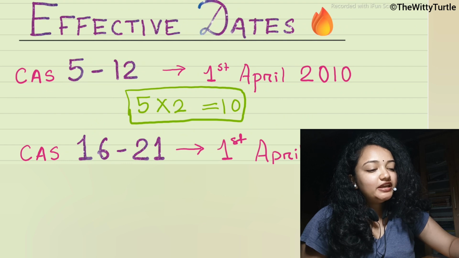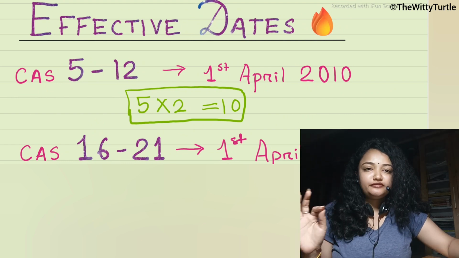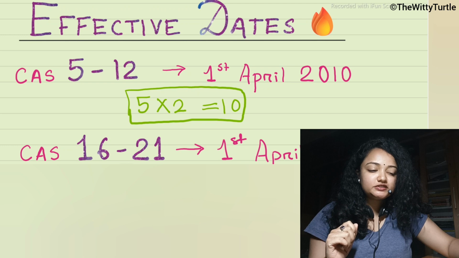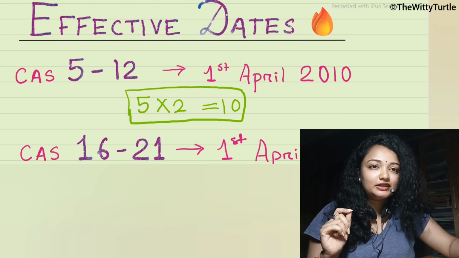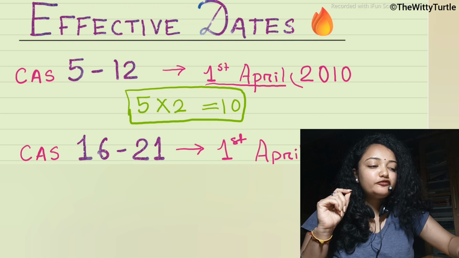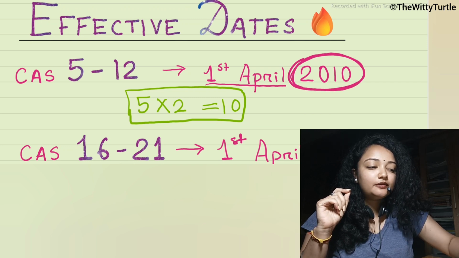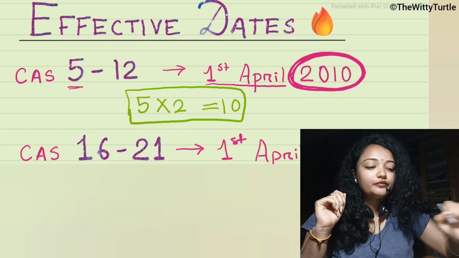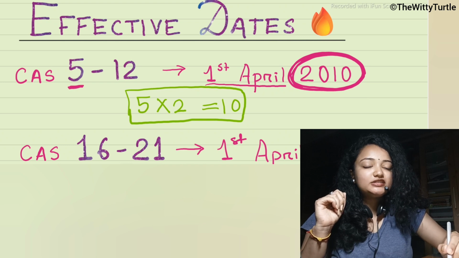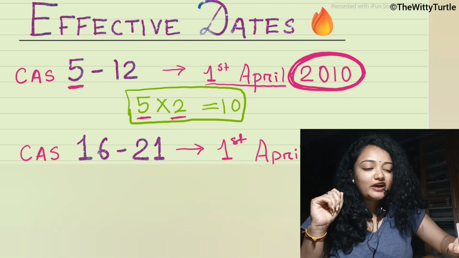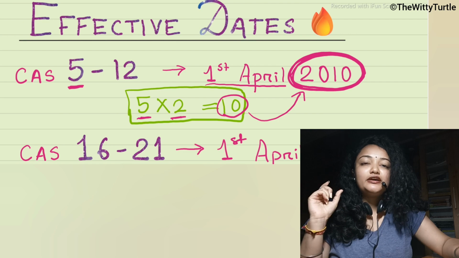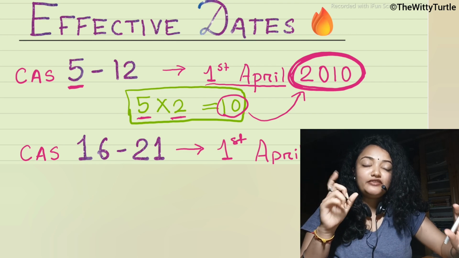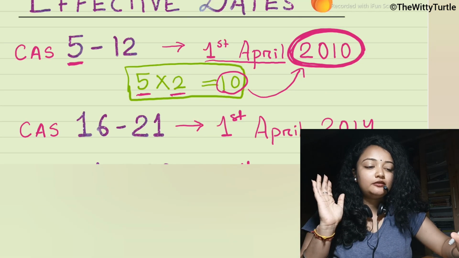Now coming to the effective dates. We will remember these effective dates in groups. What is the first group? The first group is CAS 5 to CAS 12, right? And the date is 1st April 2010. Why is it 2010? Because we are starting the group from number 5. 5 into 2 will be 10. So that's how you're going to remember that this is 2010. CAS 5 to 12, the effective date is 1st April 2010, right?